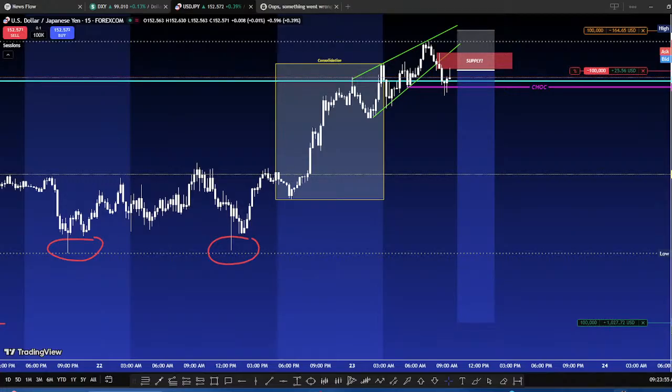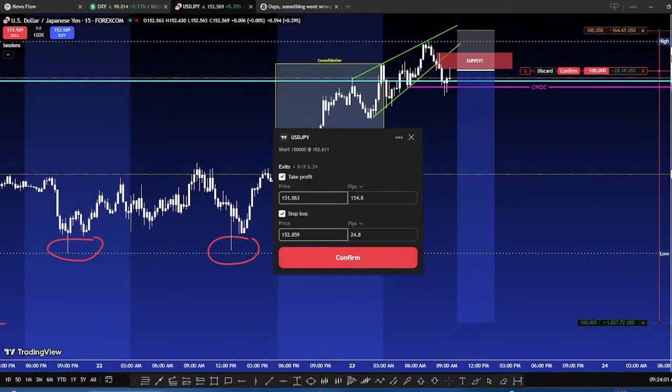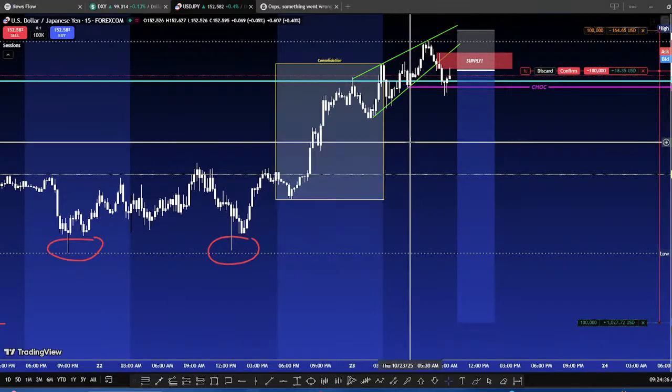Okay. Your entry. Again, all the numbers are on the screen. All right, so your entry is in 152611. All right, stop loss 152859. Again, that's just 24 pips. Take profit 151063. 154 pips on that.